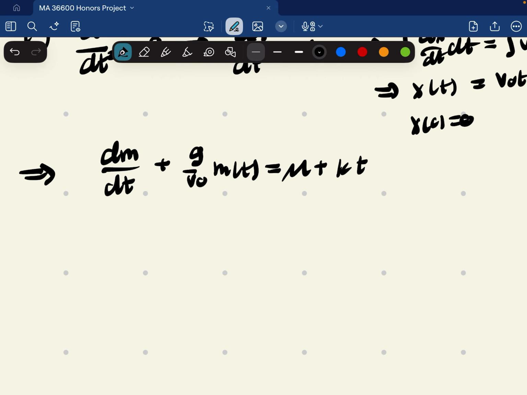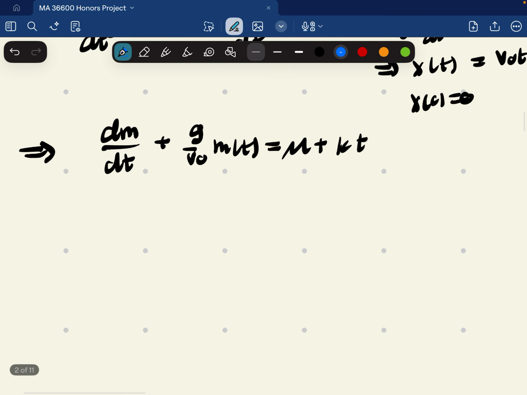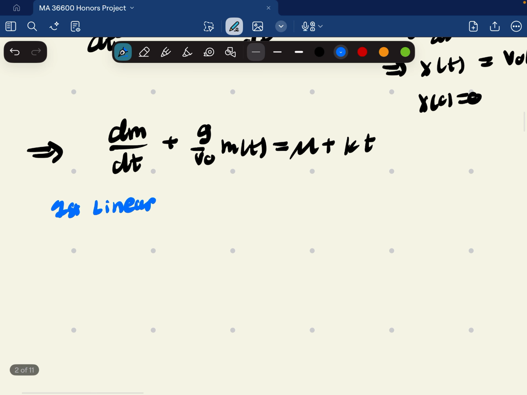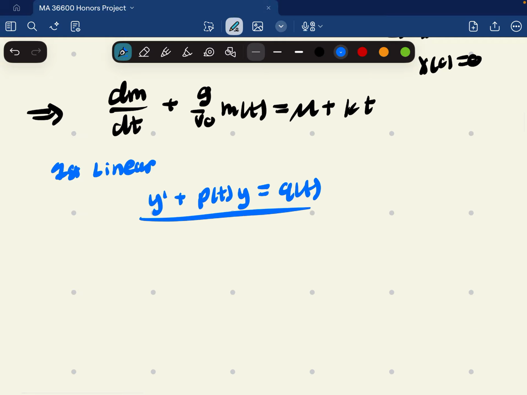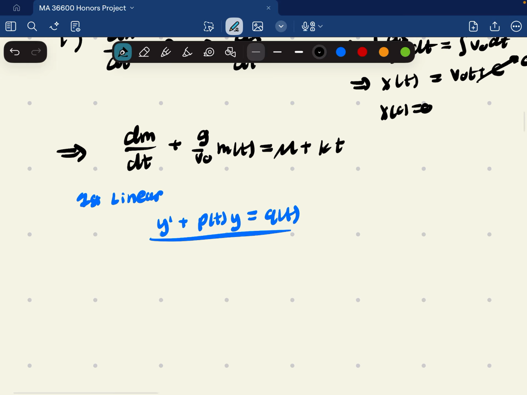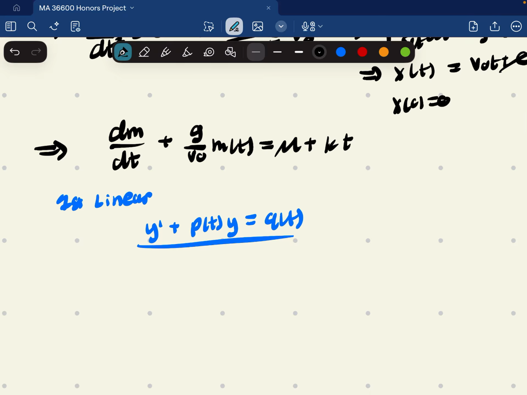Okay, so I want to solve for m, right? And this, we actually notice, is a particular form of differential equation that we know actually how to solve. This is a linear differential equation, right? It's a first order linear, first order linear, right? And it's written in the form like y prime plus, say, p of t, y equals q of t. It's in this particular form. We know how to solve this analytically using the integrating factor method. That's what I'm going to use.